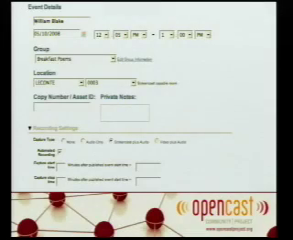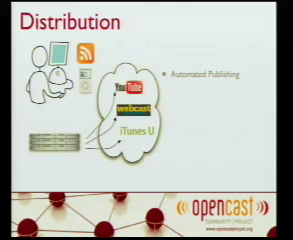And here's an example of the event details page. As you can see, you can choose whether it be automated or not, change capture start times or end times, change the capture type, change distribution channels and so forth. So there's a lot of flexibility there.